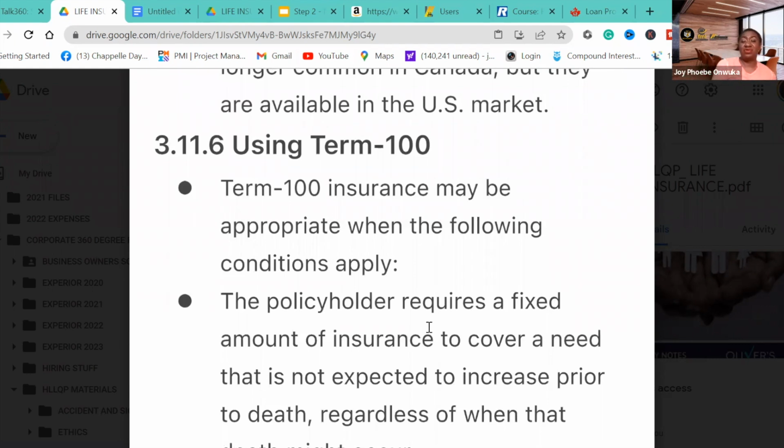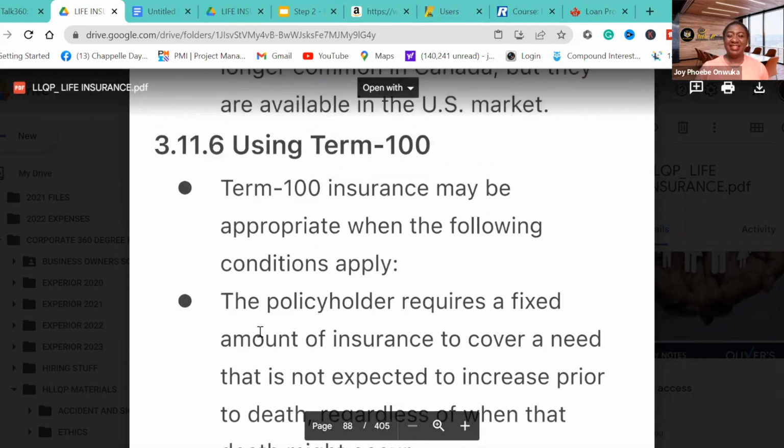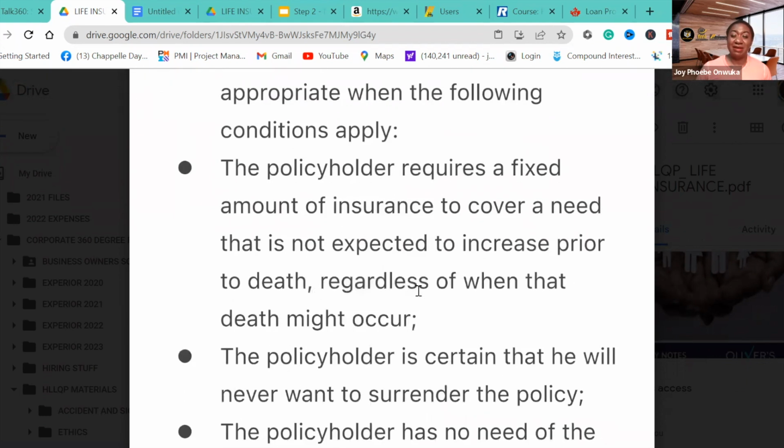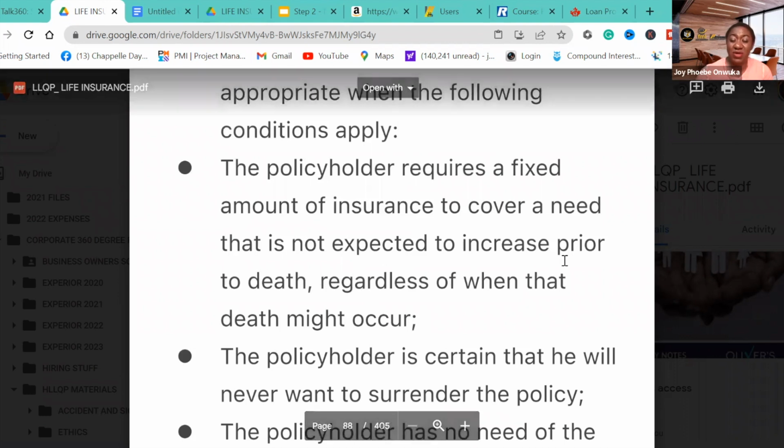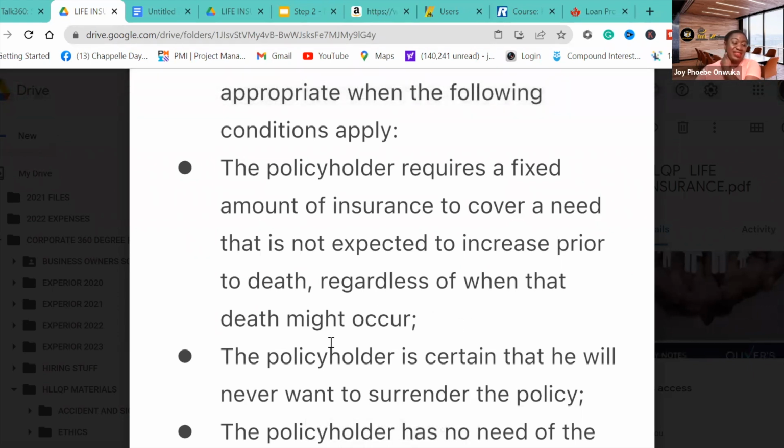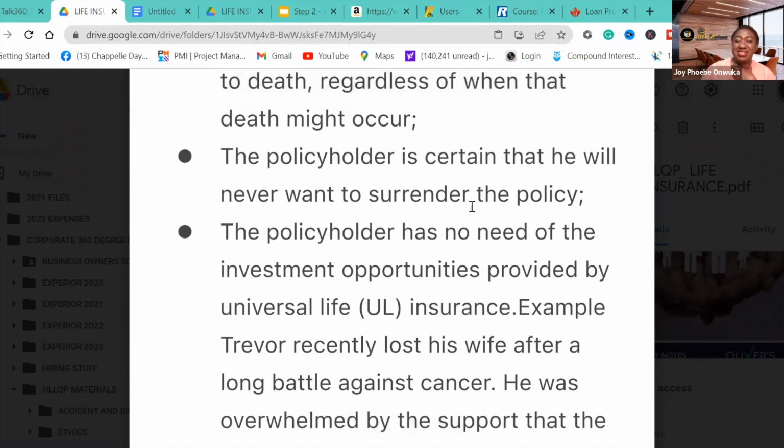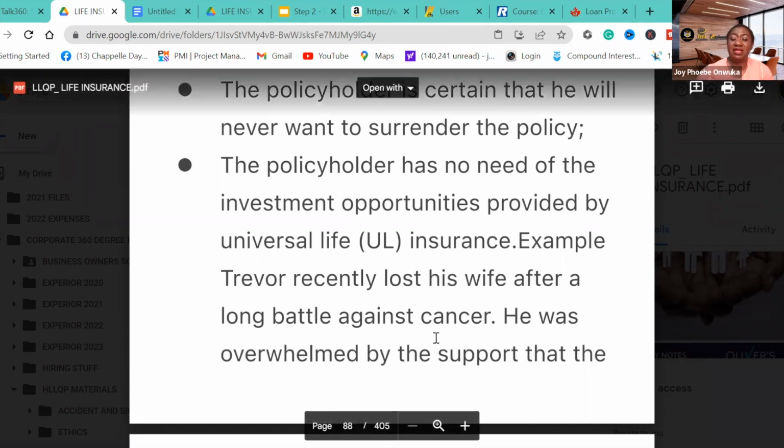Using Term 100. Term 100 insurance may be appropriate when the following conditions apply. We are almost there, okay? Number one, the policyholder acquires a fixed amount of insurance to cover a need that is not expected to increase prior to death, regardless of when that death might occur. The policyholder is certain that he will never want to surrender the policy. The policyholder has no need of the investment opportunities provided by universal life insurance. For example, Trevor recently lost his wife after a long battle against cancer.